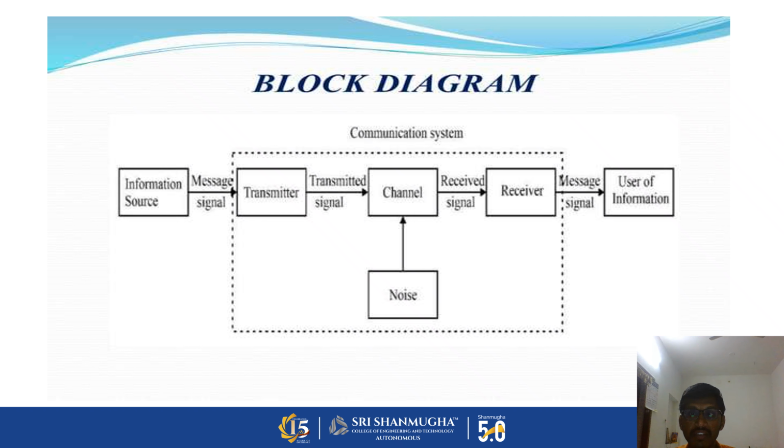That received signal is transmitted to the receiver. So the receiver receives the signal. And then after, the user information is again converted back to the original message signal. That is called communication system. At that time, noise is added to the channel. This is the basic block diagram of the communication system.